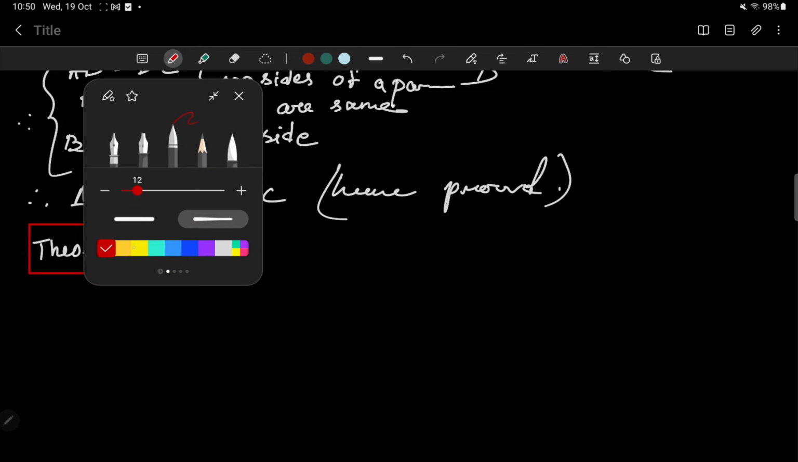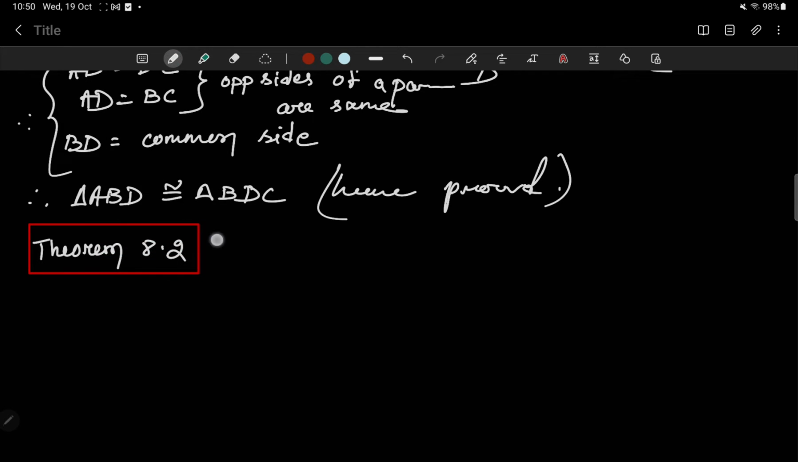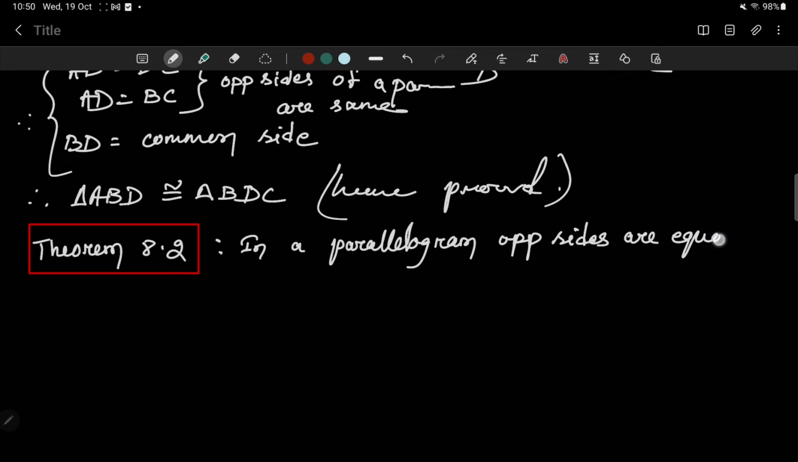Theorem 8.2. According to theorem 8.2, in a parallelogram opposite sides are equal. In a parallelogram, opposite sides are equal.